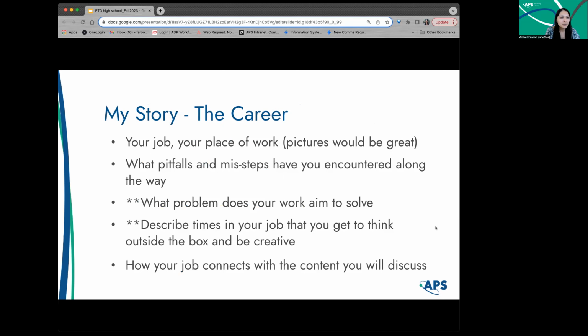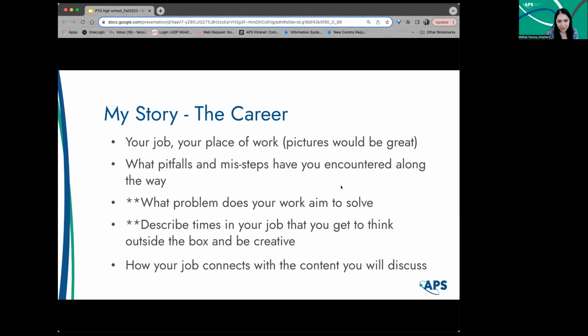Just continuing that story. So now you've talked about your interest in physics, how you got started in STEM. Now you can talk a little bit more about your current job, your place of work, maybe add some pictures of your workplace so the students can make that connection. And then we recommend talking about some pitfalls and missteps that you've encountered along the way.